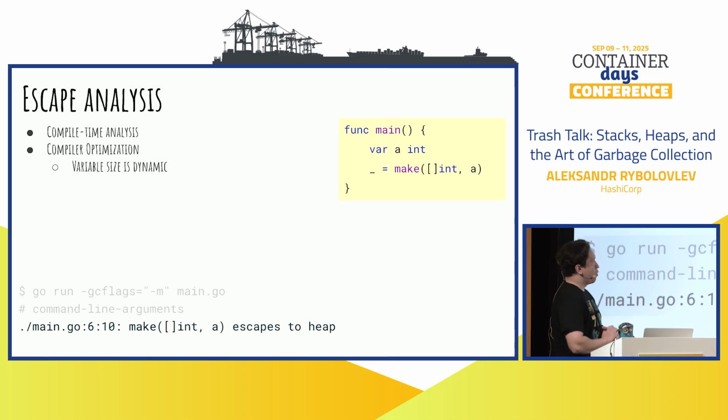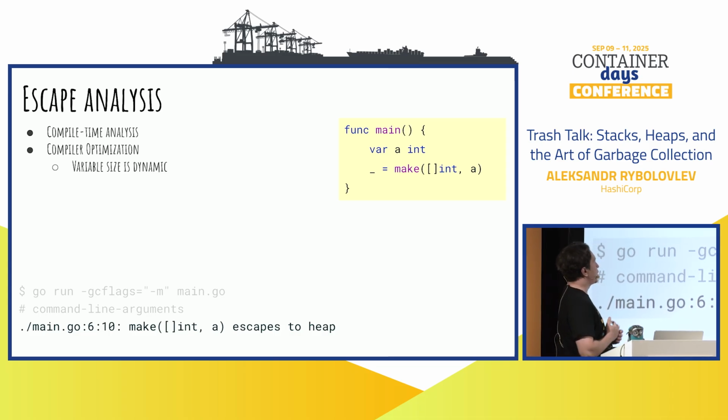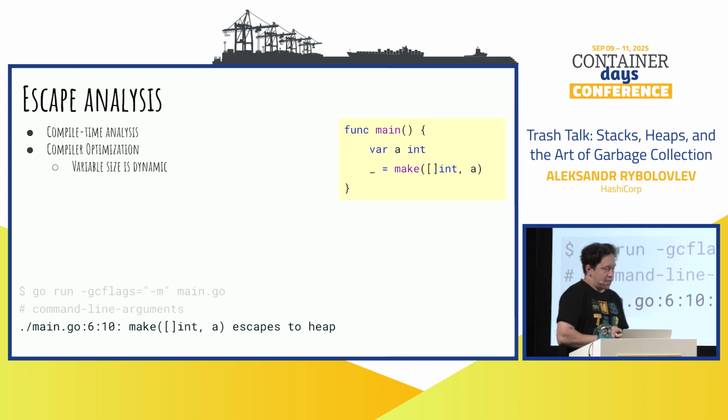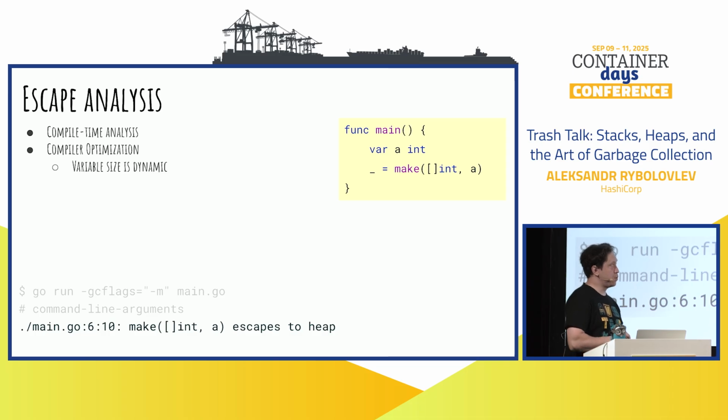How does Go know whether a variable should stay in stack or should escape to heap? This is what they call escape analysis. Escape analysis is a compiler optimization. Basically, what the compiler does at compile time is go through all of your code and decide whether or not a variable should stay in stack or escape to the heap.